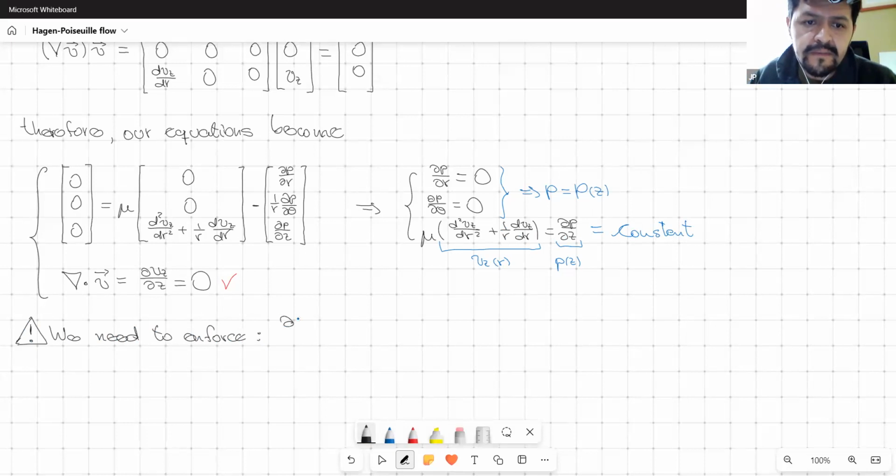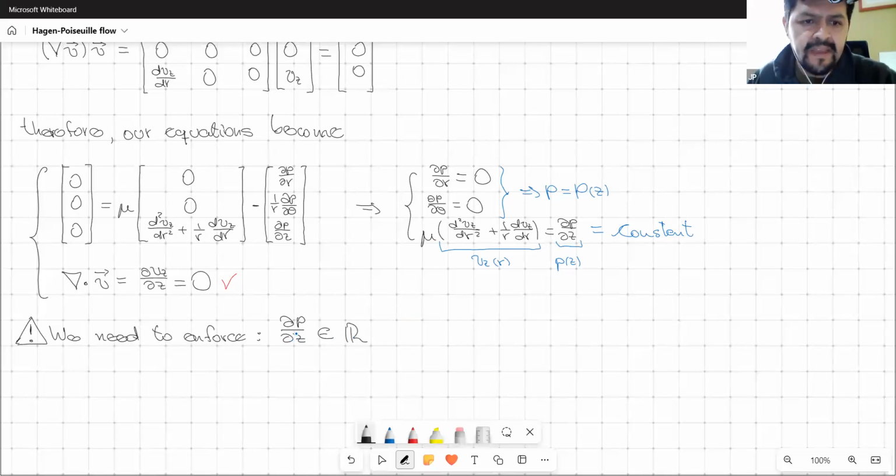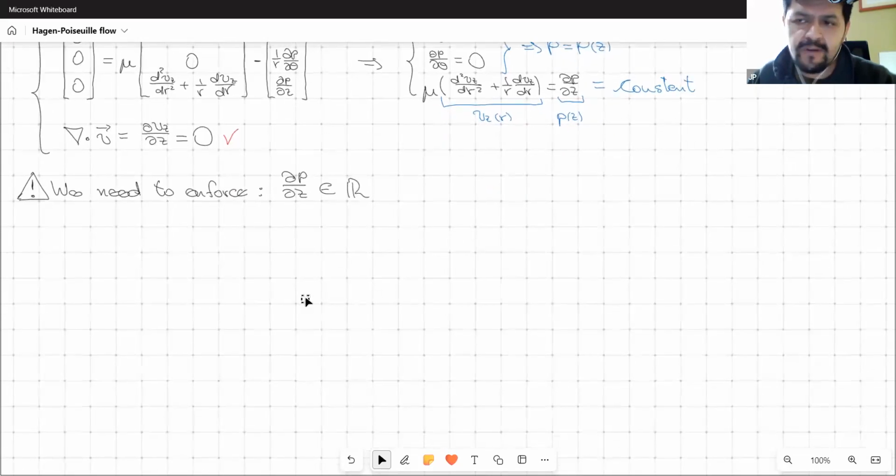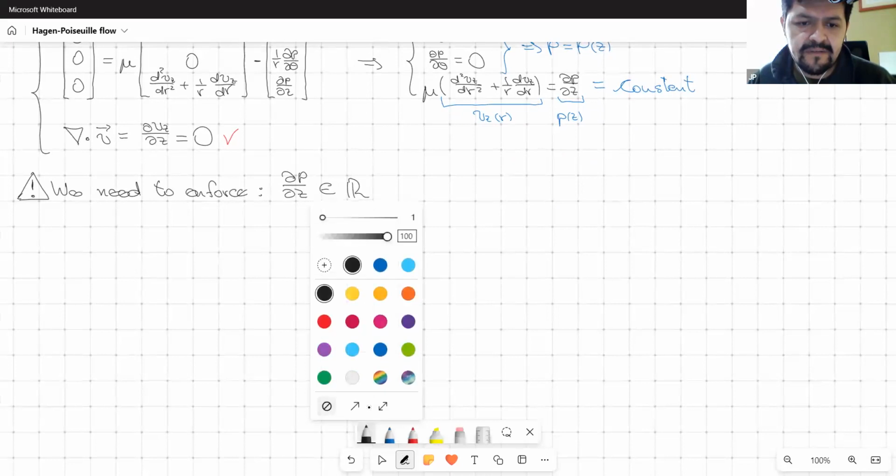the condition that says that the pressure gradient is a real number, is some given number. It could be positive or negative, and in fact, the sign of this number will tell us if the fluid is flowing in one direction or in the other. And that's very simple to check.